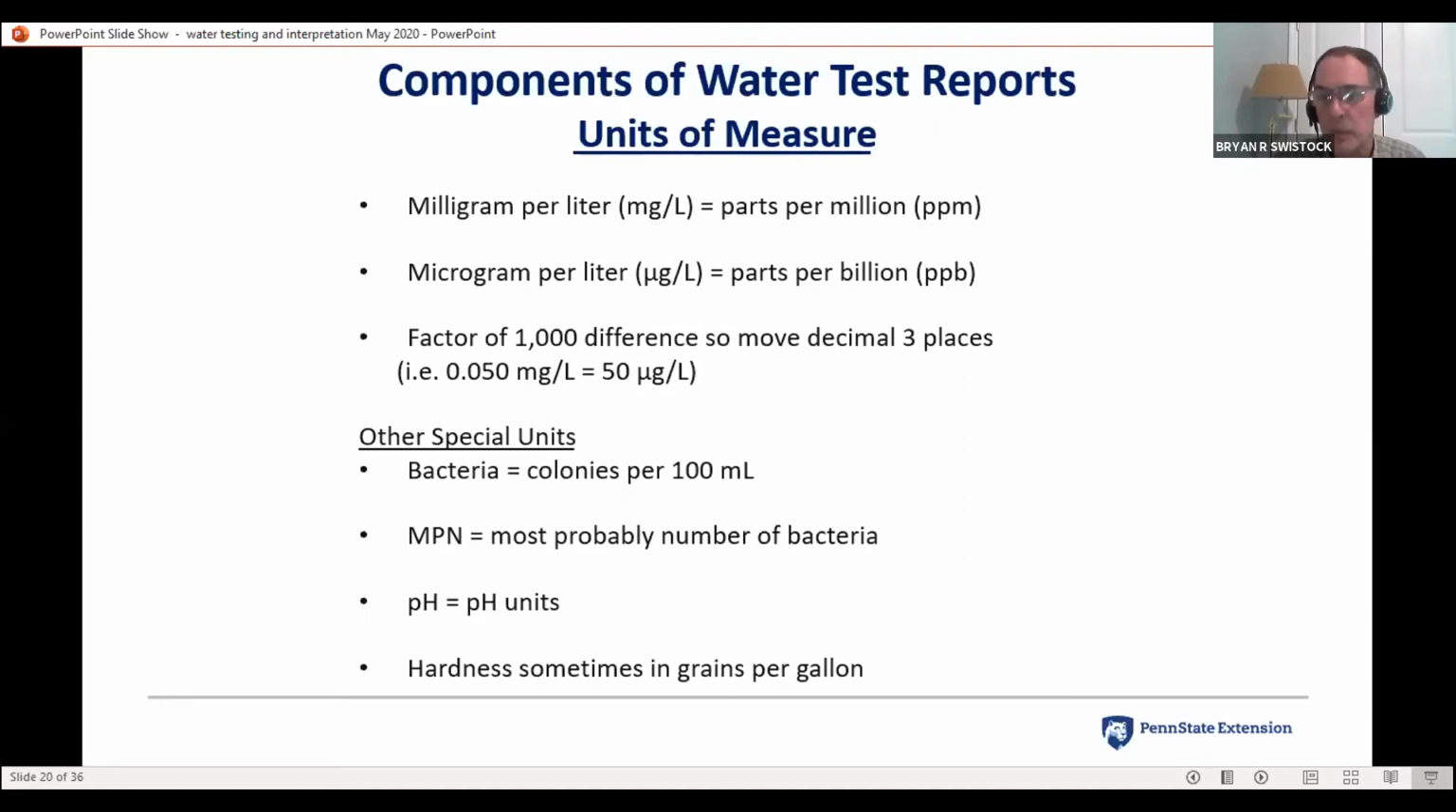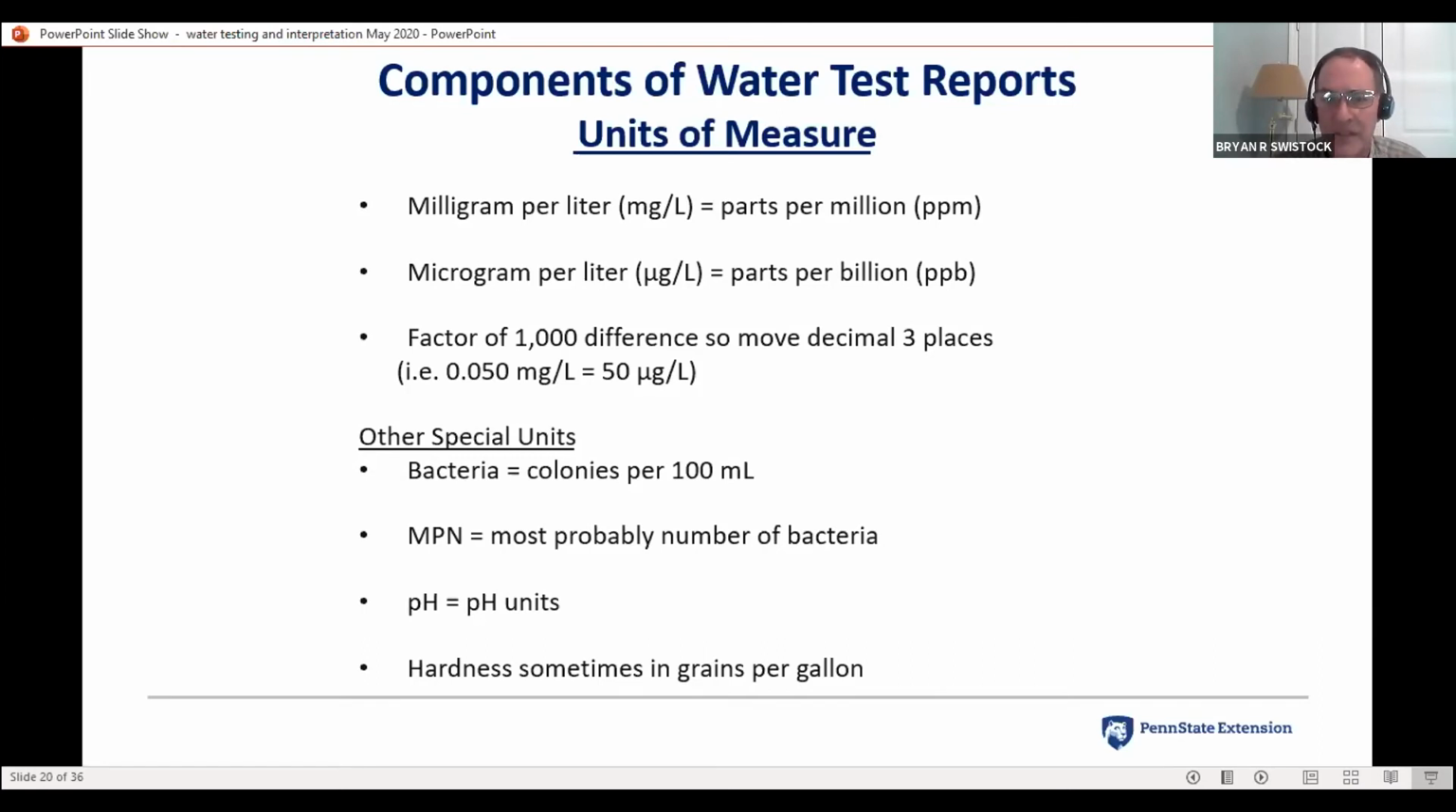Also on water test reports, we have these units, which I alluded to, milligram per liter, microgram per liter. There's a factor of 1,000 between those, so you move the decimal place 3 places, depending on whether you're going from microgram or from milligram. And there are other things that have special units, like bacteria, which is often in colonies, or you'll see it as CFU, colony forming units per 100 milliliters. It may also be an MPN, which is most probable number of bacteria.